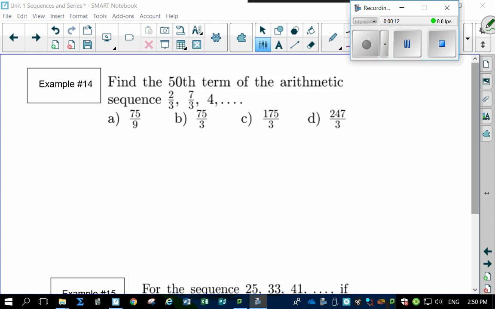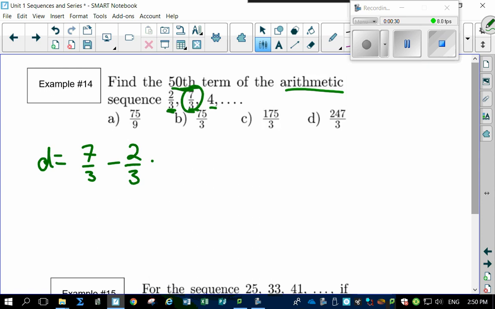It says, find the 50th term of this arithmetic sequence: 2/3, 7/3, 4, and it goes on. So first things first, let's find D. If you think about it, take a term, there's 7/3, subtract the term in front of it, which is 2/3, and look what you get. This works out to be 5/3.